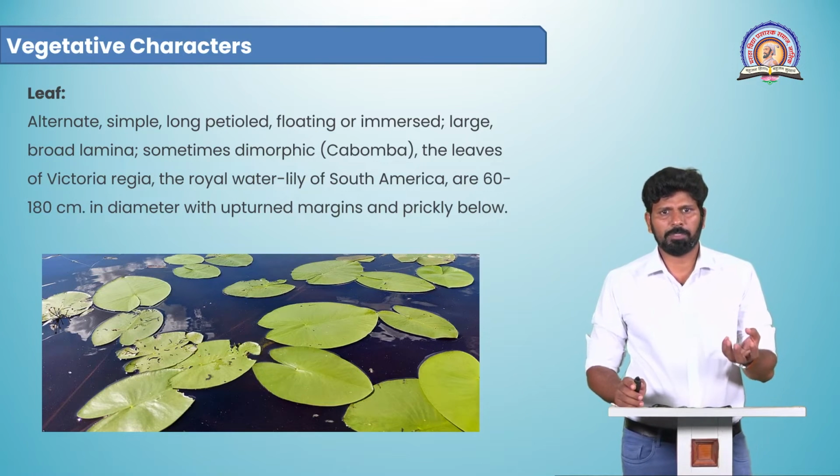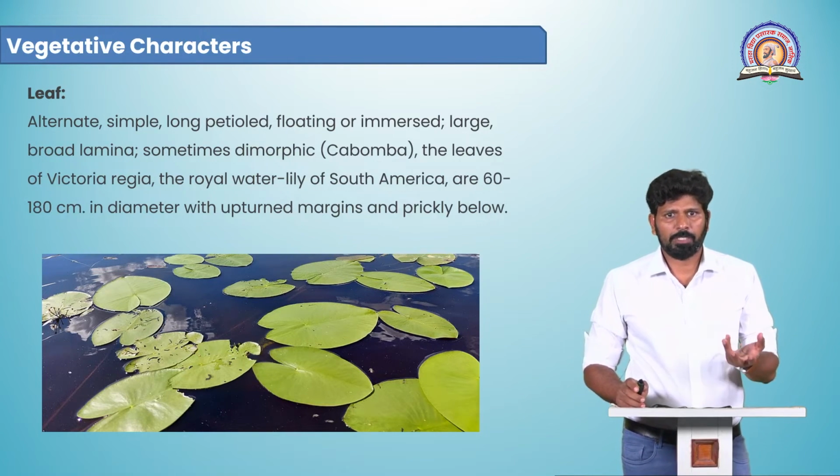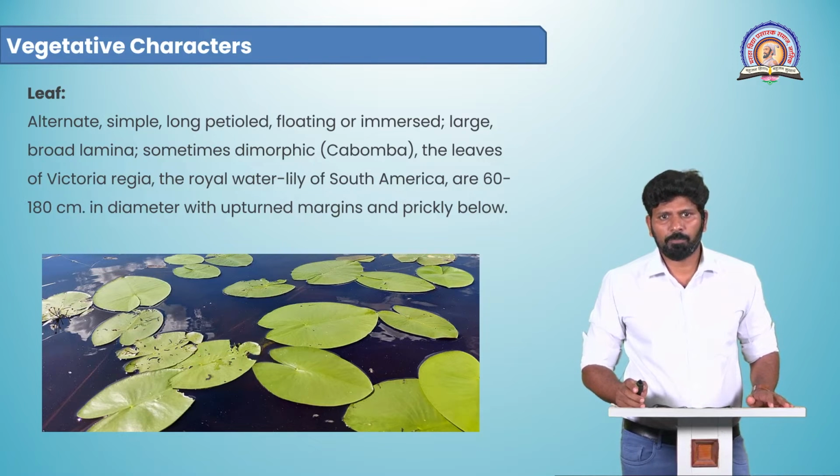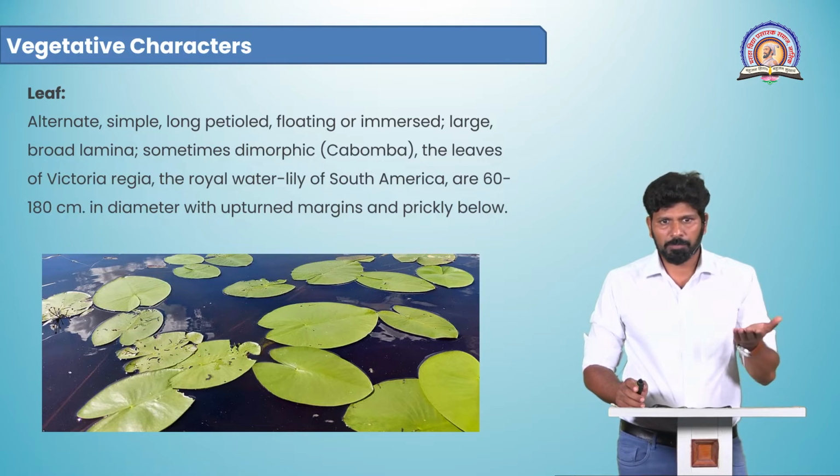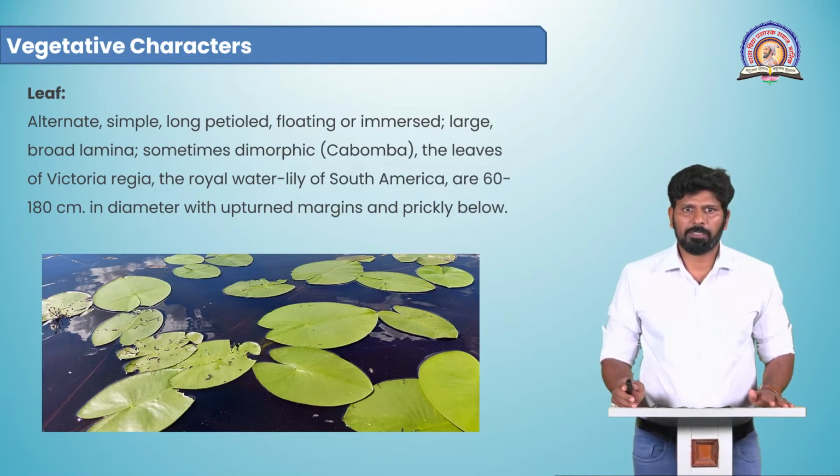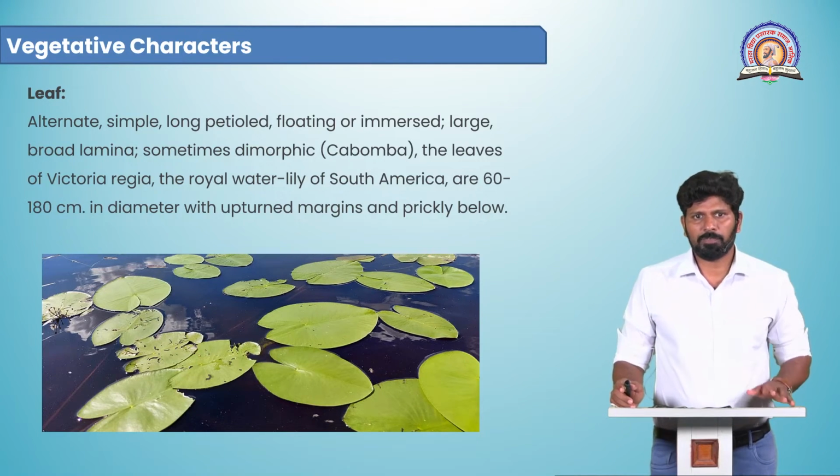So when leaf is small or just emerging, at that time that petiole is immersed, but when leaf is on the surface of water and that is floating with the water current, at that time we can say that the leaf is floating or the petiole is also floating.